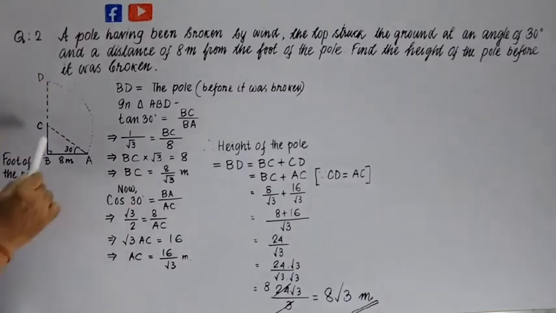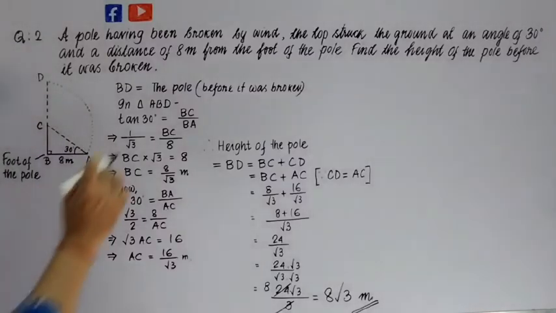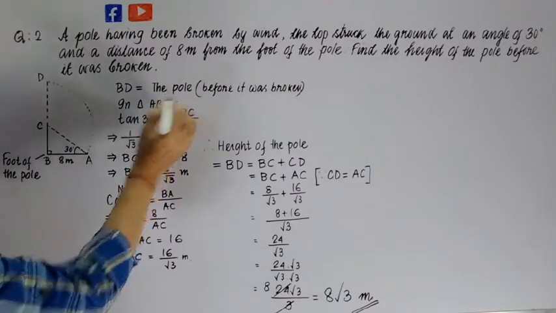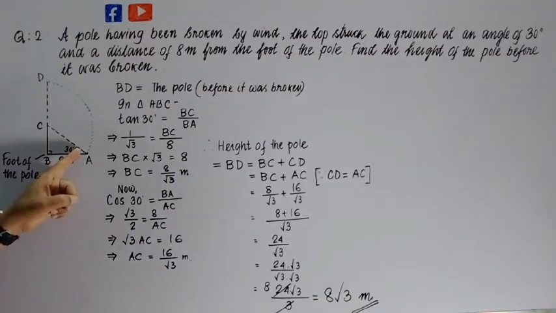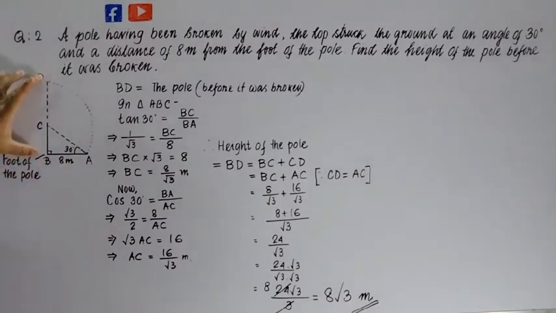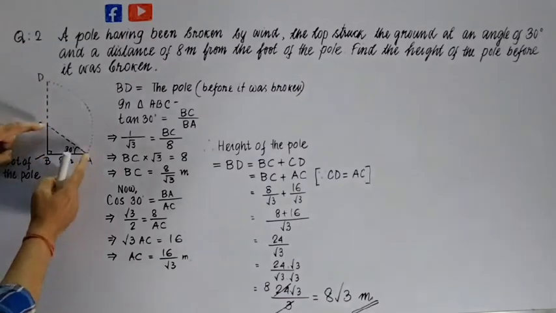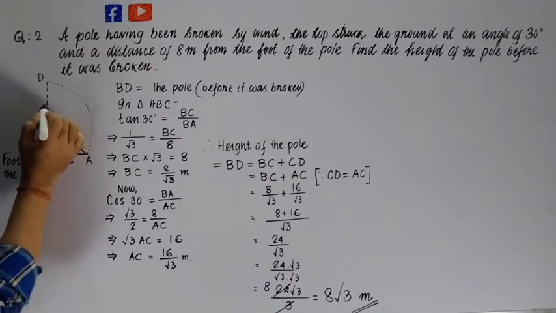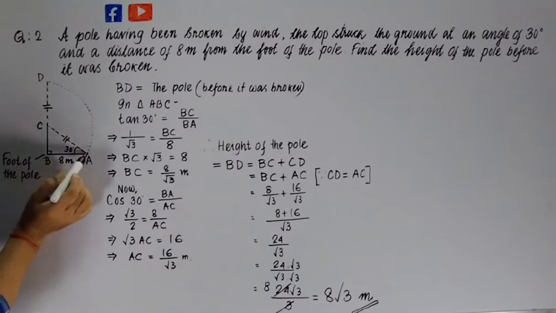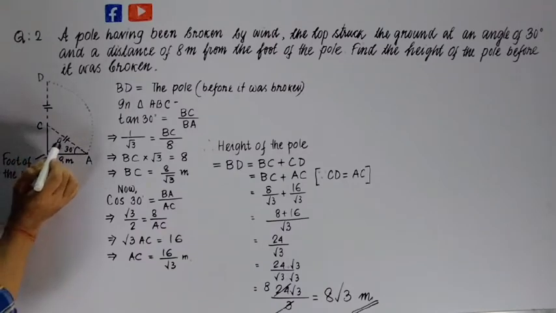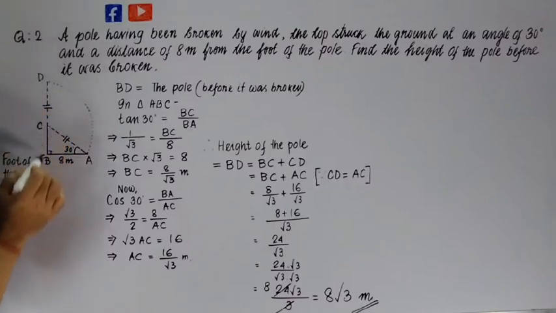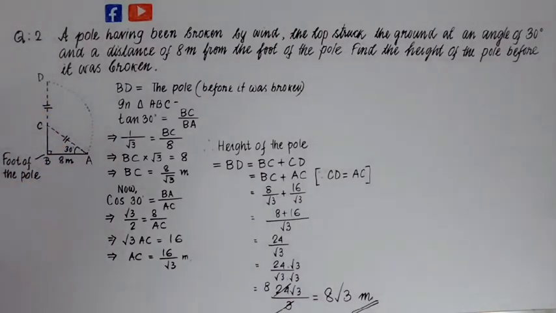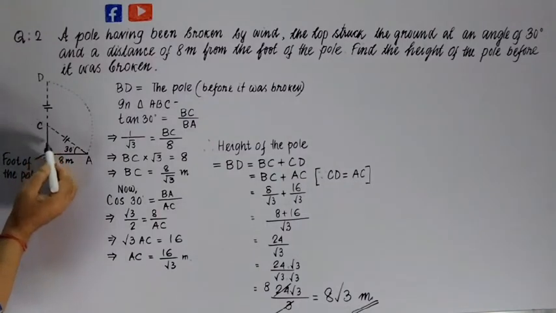Okay, take triangle ABC. Take tan 30 degree. As you are asked to find out total height of the pole, first you find out the height BC, that is the perpendicular, and then you will find out this length. As this is equal to this, if you can find out this length and this length, and add these two, you will get total length of the pole. So first of all, you find the height BC.